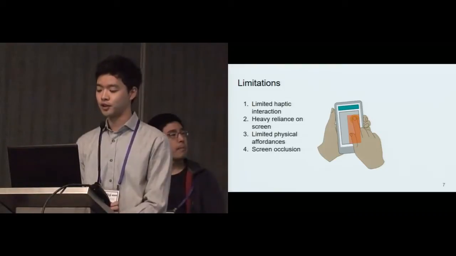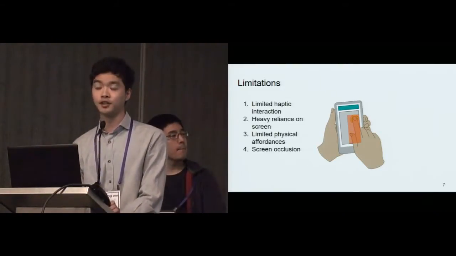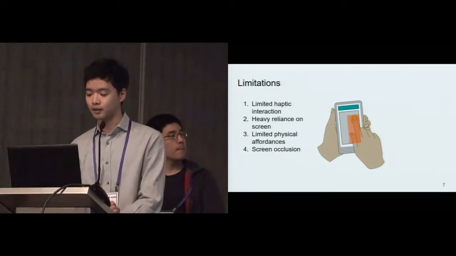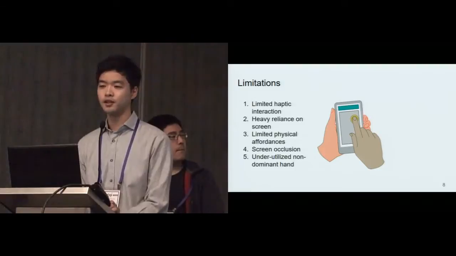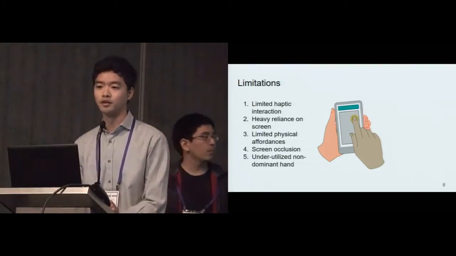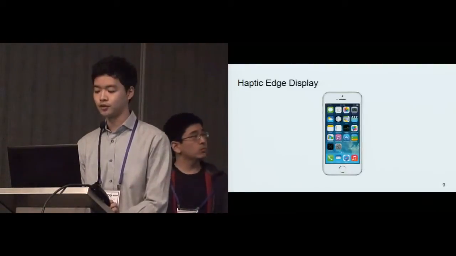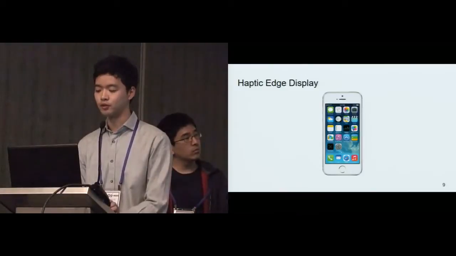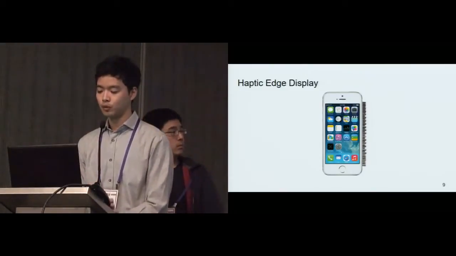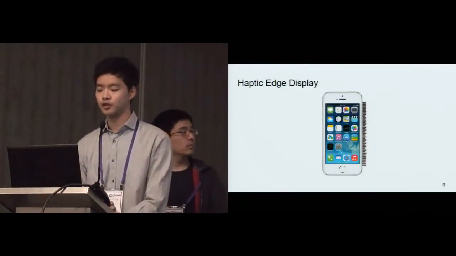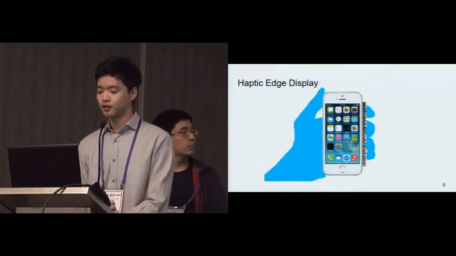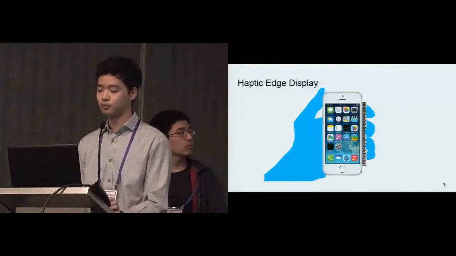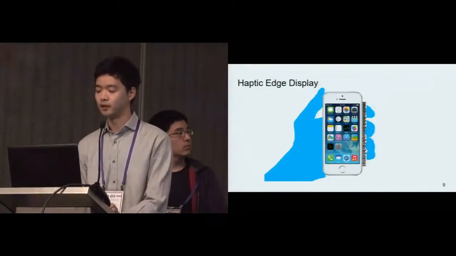Fourth, because the touch on a screen is the primary input, depending on where the user is touching, a significant portion of the screen can be blocked. And finally, the non-dominant hand is used to hold the device and is excluded from the mobile interaction. And so to solve these limitations, we introduced haptic edge display. We place it on the side of the phone so that users can interact with it without blocking the screen, and this enables the non-dominant hand to not only hold the phone, but also be involved in the mobile interaction.